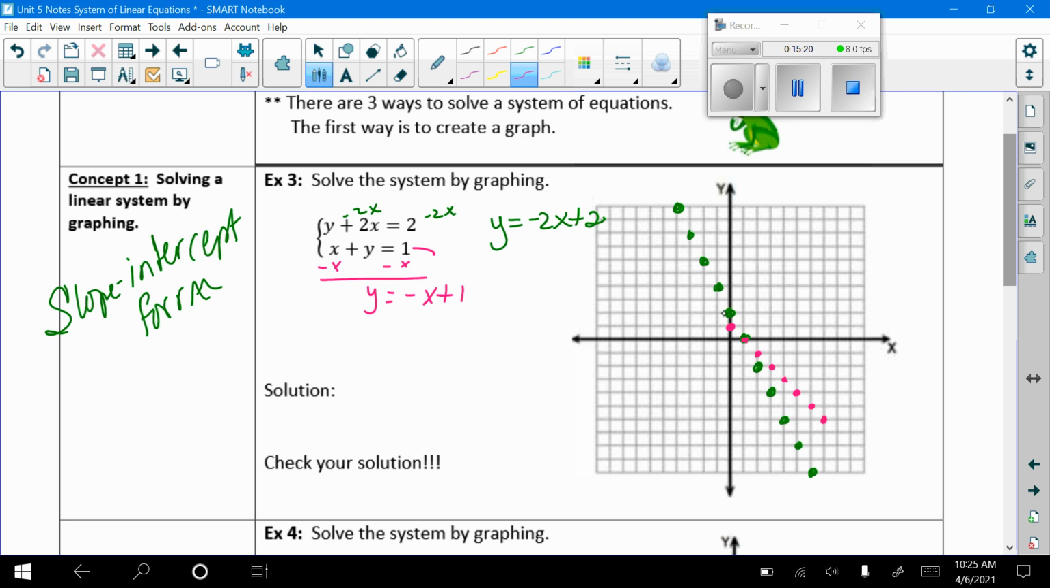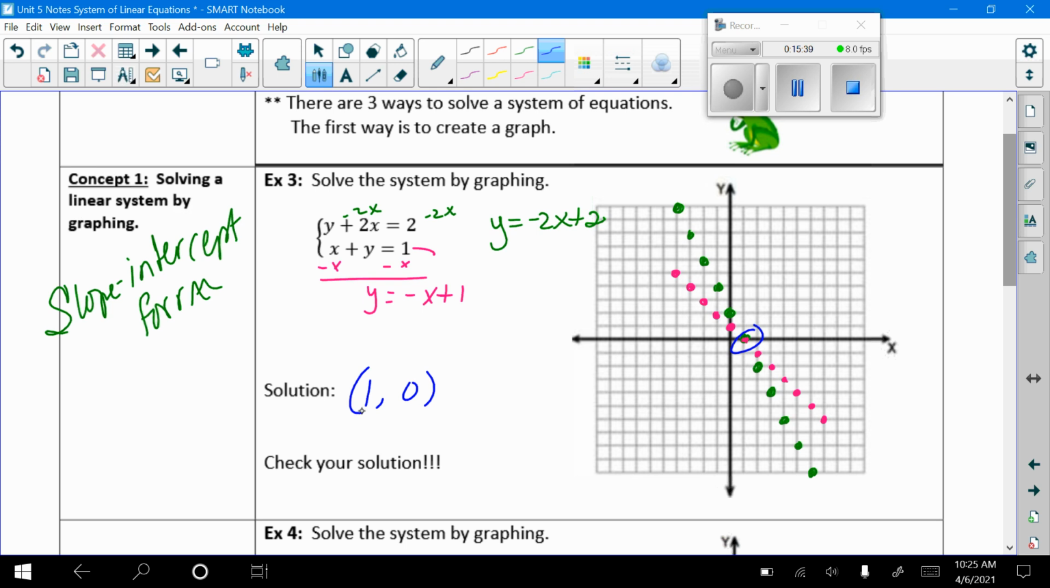And also I'm going to go up and back, so I can extend my line. I can already tell where it crisscrosses, right there. They overlapped on that same point. So it would be 1, 0. 1, 0 is my solution.